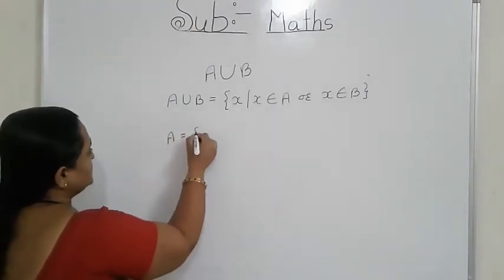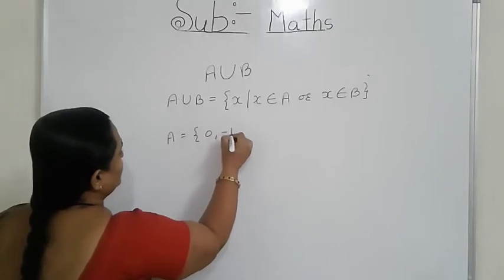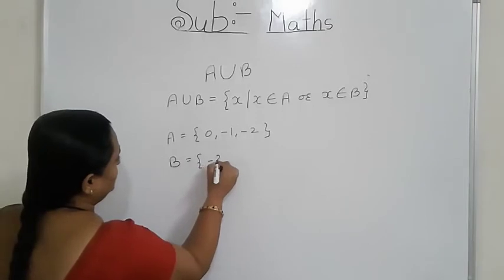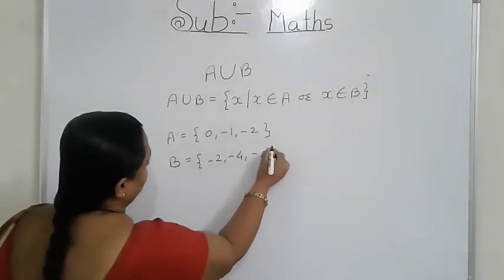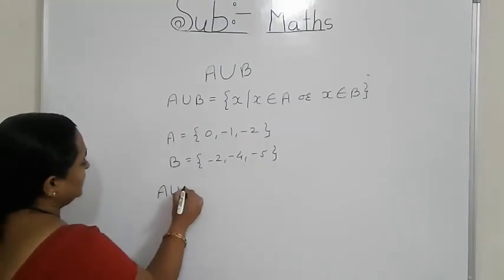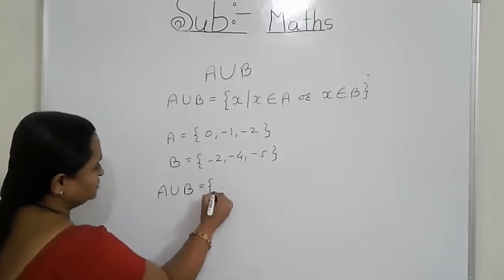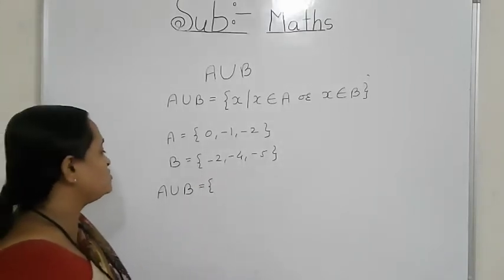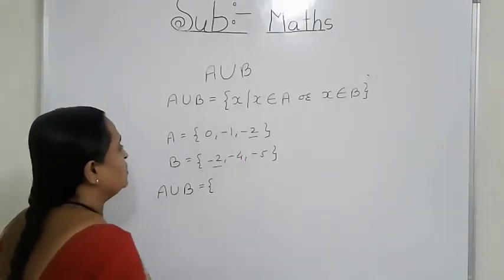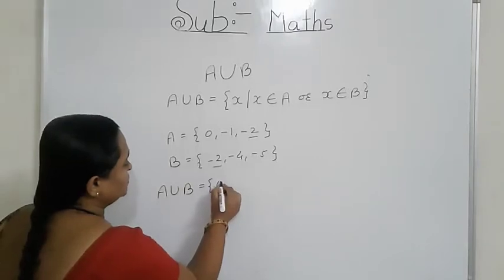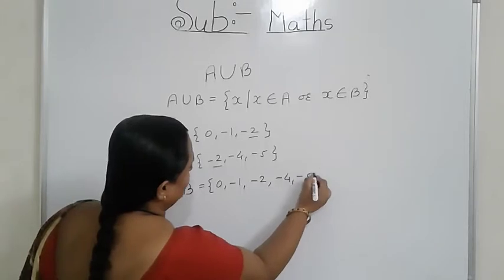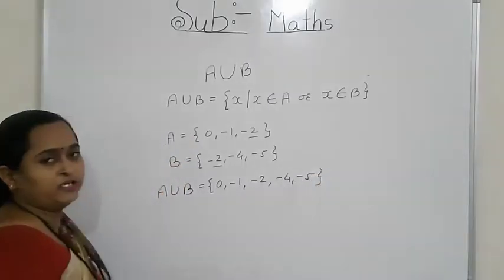Example we will take. A is the set of 0, -1, -2 and B is the set of -2, -4 and -5. Now we have to find union of two sets A union B is equal to. Now all elements we have to write because union means set of all elements. Now here common element is -2. We will not repeat that -2. Now 0, -1, -2 only one time, -4, -5. Now this is A union B.